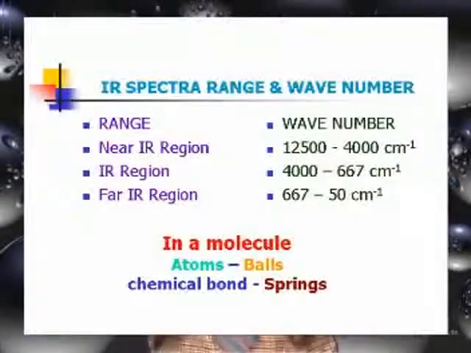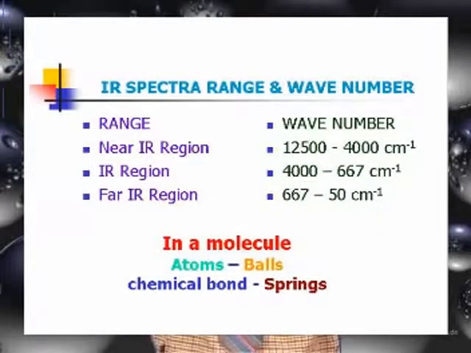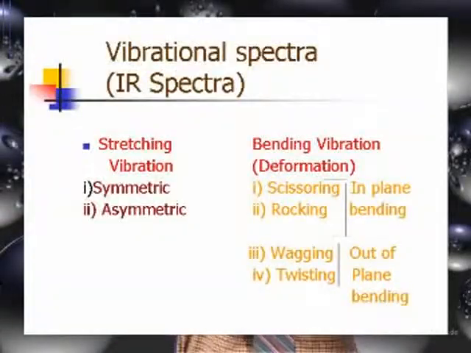If we consider a molecule, it is a combination of atoms and chemical bonds. Here the atom is considered as a ball and the chemical bond is considered as a spring. Now you are able to extend a spring or compress a spring. That is the model of the vibrational stretching frequency of the IR spectra. The IR spectra are classified into two types. One is called stretching frequency, another one is called bending frequency.